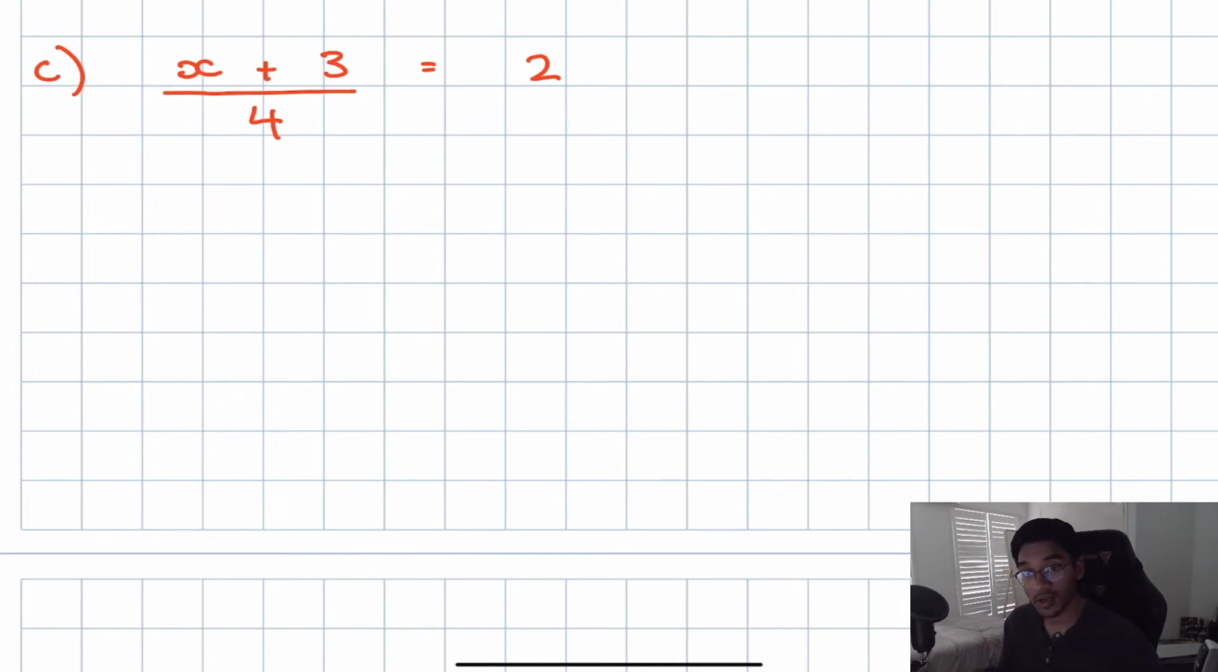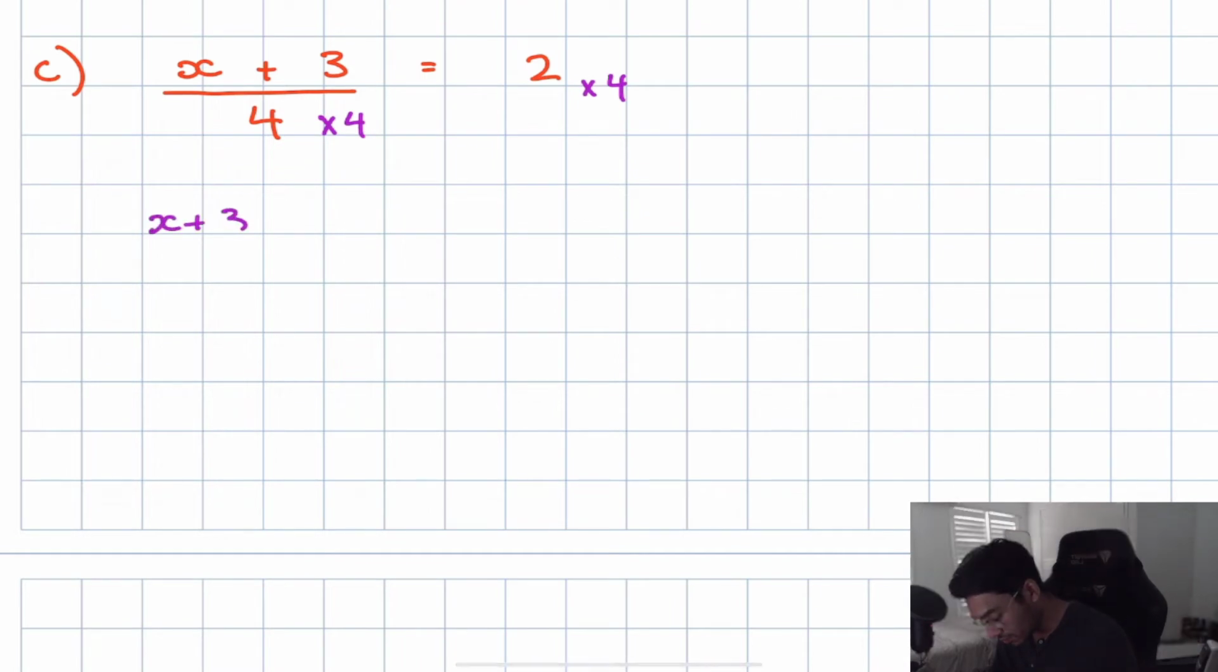So the opposite of divided by 4 is times by 4. So I'm going to times this side by 4. I'm also going to times this side by 4, because what I do to one side, I've got to do to the other. So I get x plus 3 is equal to 2 times 4, which is 8. And now I'm left with x plus 3 is equal to 8.